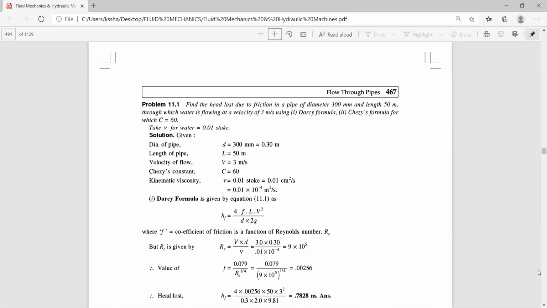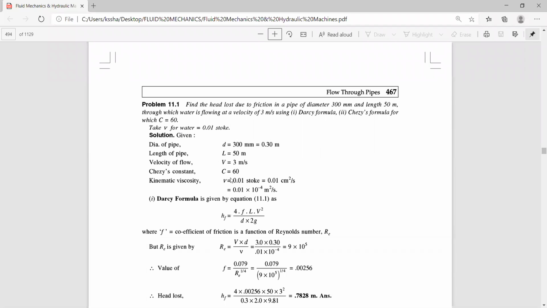You just listen. Find the head loss due to friction in a pipe of diameter 300 mm and length 50 meter. So diameter of the pipe is 300 mm, whereas length of the pipe is 50 meter. The water is flowing with a velocity of 3 meter per second. So velocity is also given as 3 meter per second. Using Darcy's formula, you have to calculate the head loss, and also using Chezy's formula.